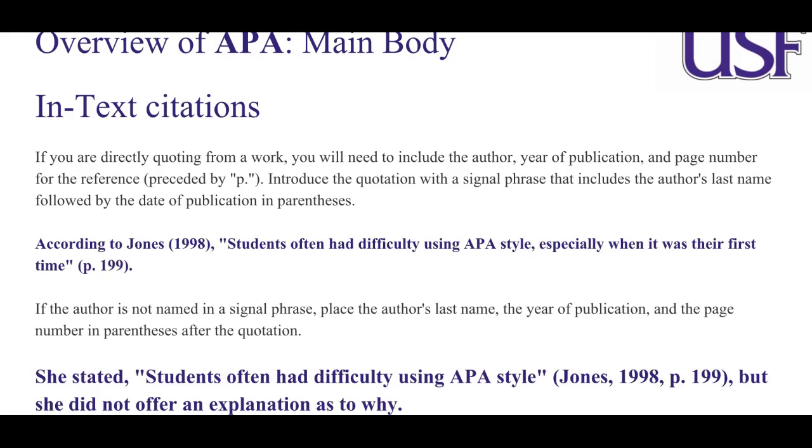Second example here is without using the author's name in the actual sentence. All of that information, the author's name as well as the year of publication, is just moved to the end of the sentence or after the quotation and is put in parentheses. So here we have Jones, which is the author's last name, 1998, which is the year of publication, and then P199, which is our page number.